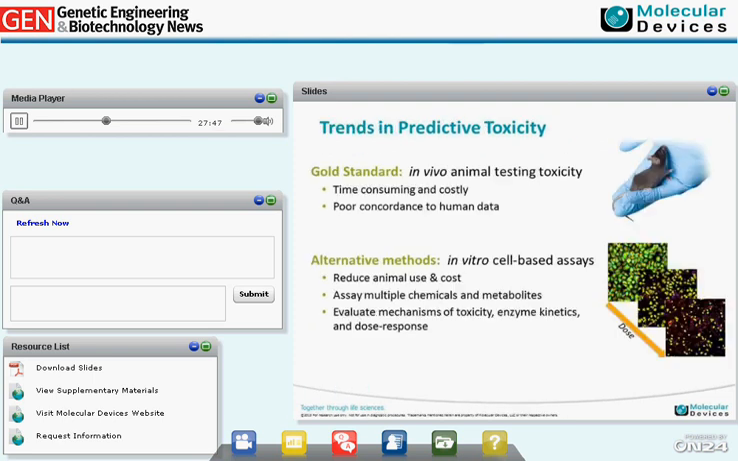The NIH, in 2005, started the TOX21 initiative. And there, they really wanted to improve predictive toxicity. The gold standard has been in vivo animal testing, but they wanted to move the industry to in vitro cell-based assays, and this will reduce animal use and cost. It will allow more high-content screening or more high-throughput screening for toxicity testing if you can do your toxicity testing in multi-well plates, and allows you then to evaluate mechanisms of toxicity and look for dose response and really increase the amount of information you can get on compounds that are moving through drug discovery and into clinical trials.